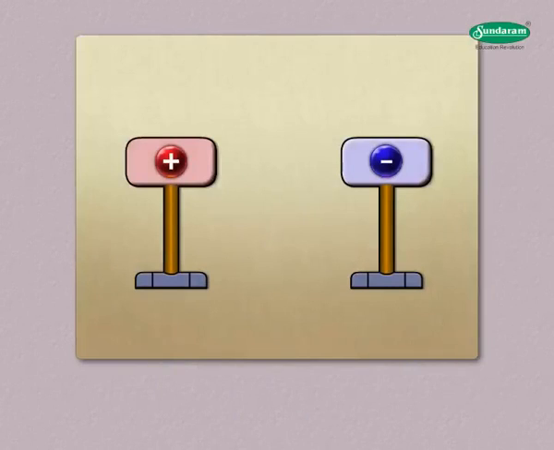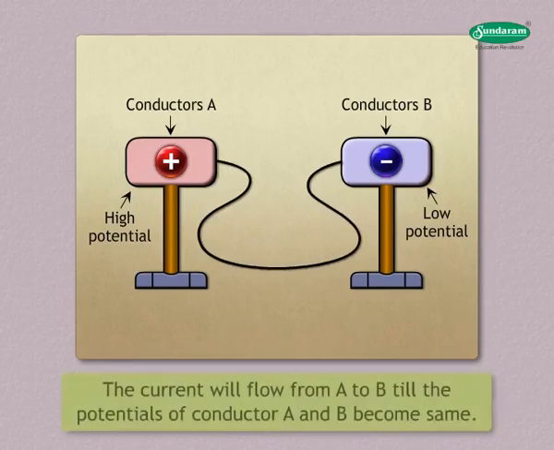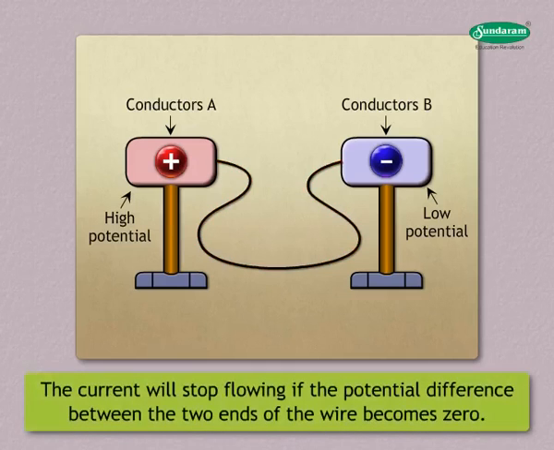There are 2 conductors A and B. A is at high potential, denoted by plus sign, and B is at low potential, denoted by minus sign. If they are joined with a wire, the current will flow from conductor A to B. The current will flow from A to B till the potentials of conductors A and B become the same. The current will stop flowing if the potential difference between the 2 ends of the wire becomes 0.